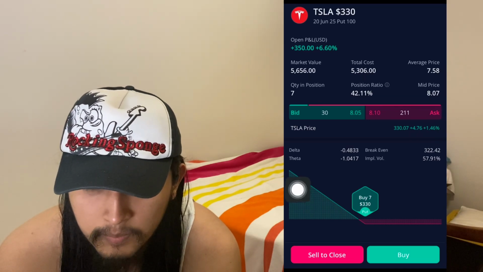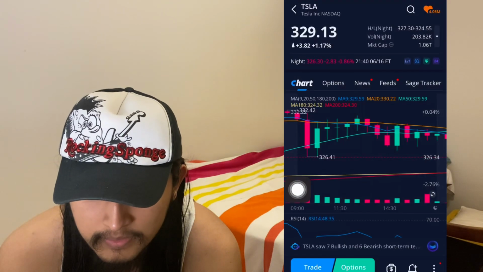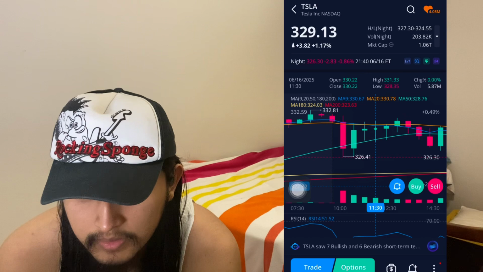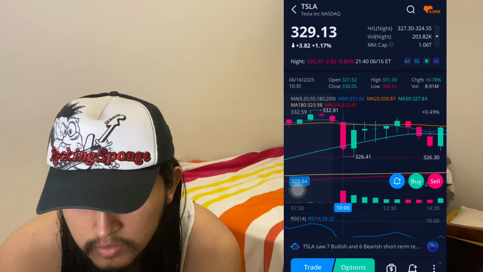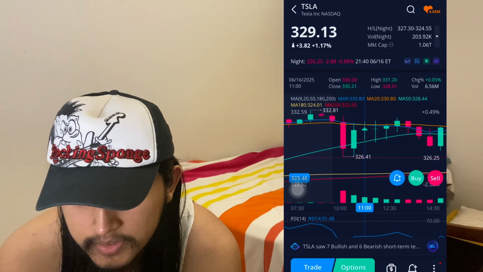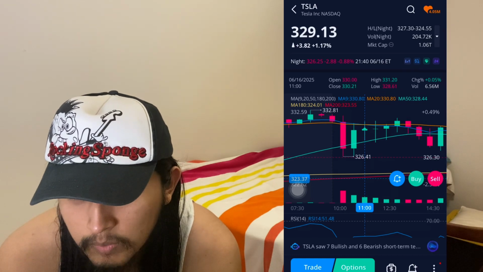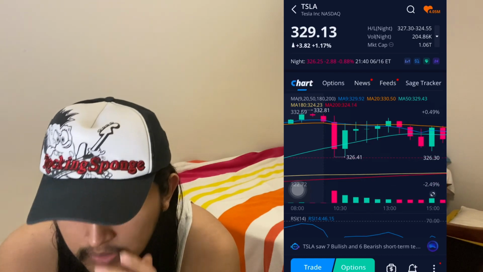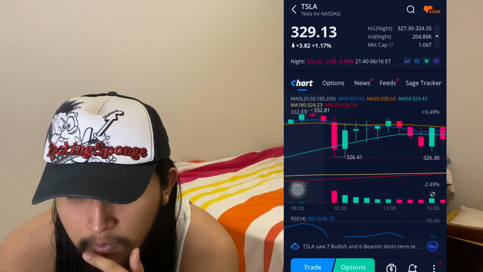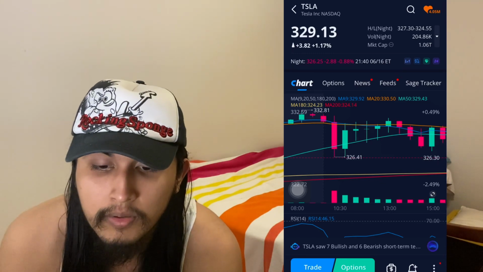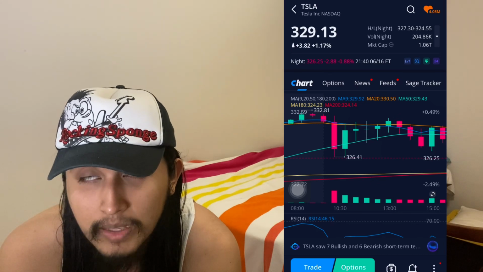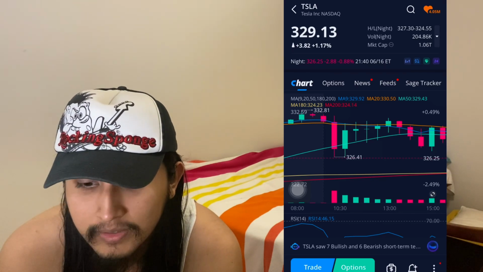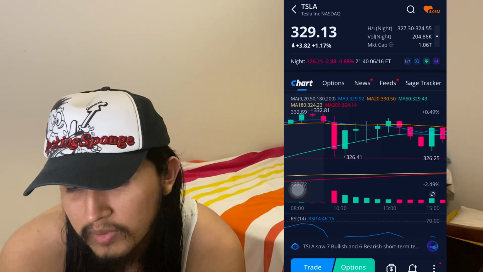I played put options on Tesla because 1, 2, 3 candles got rejected by the 9-day moving average, or 20-day moving average. My goal was, okay, if that pattern has occurred 3 times already, it's most likely I can continue that pattern throughout the day.